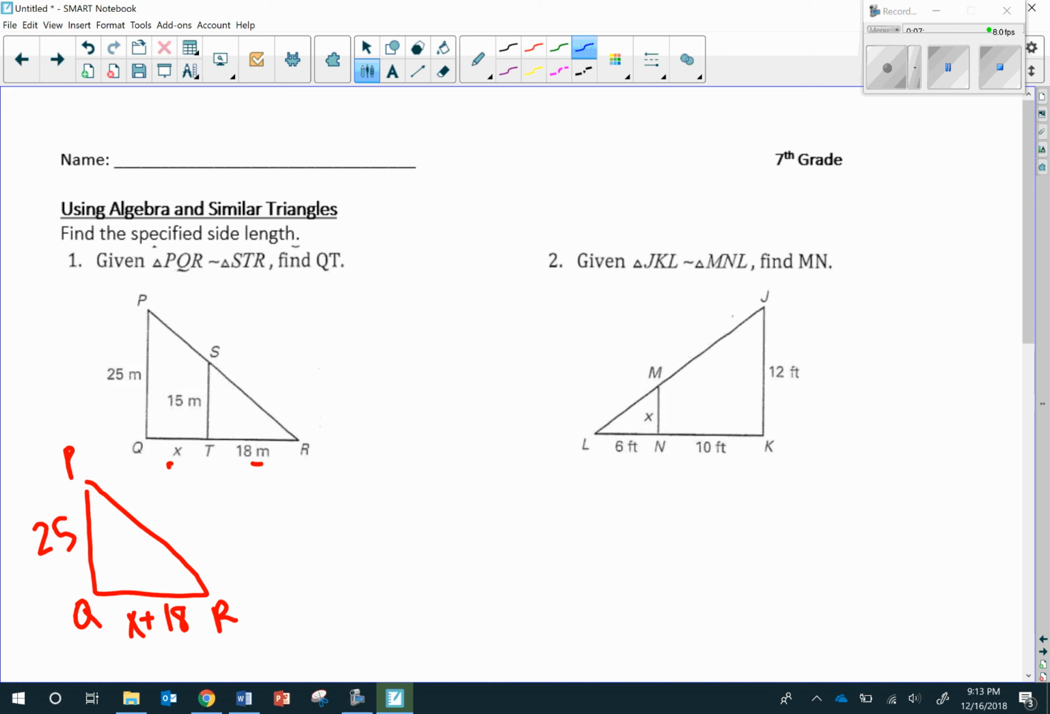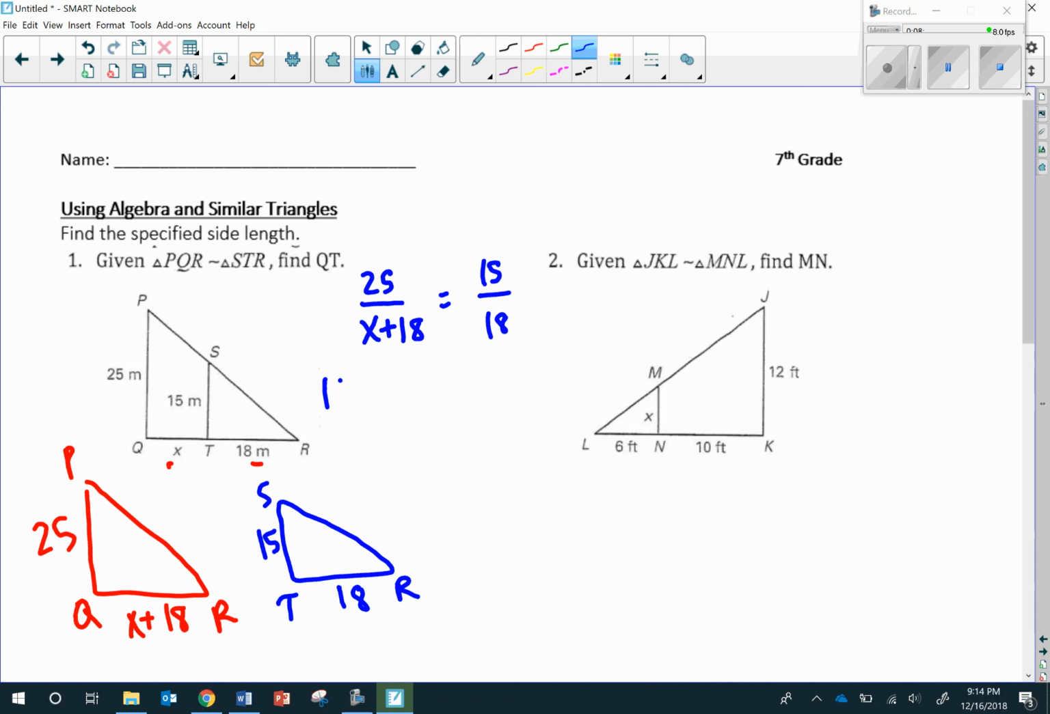And that is similar to triangle STR, and that base is 18 and this side is 15. So those are my two triangles. If we are looking for side QT, we're looking for what x is. So I'm going to say side PQ is 25 over the side length over the base, so 25 over x plus 18 equals our side length of our second triangle is 15 over 18. So then I just have our proportion where I need to solve.